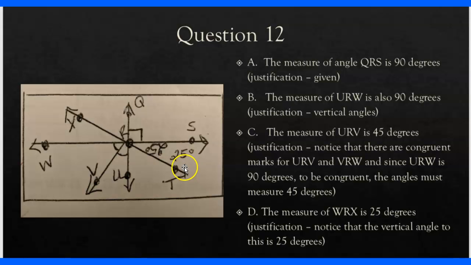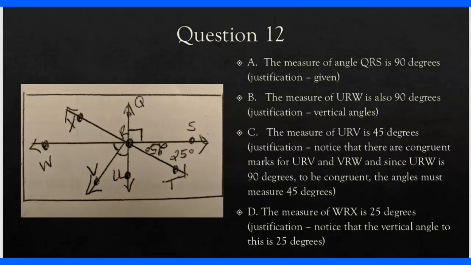And then the last one we're asked about is WRX. So this angle right in here. Now we have to use vertical angles again. These two are vertical with each other, which makes it 25 degrees. So you didn't have to use any tools, you didn't have to use anything to measure, you just needed to use the information that was in the picture.